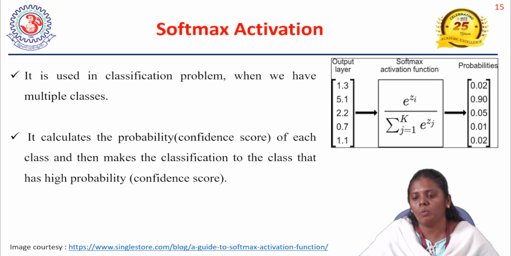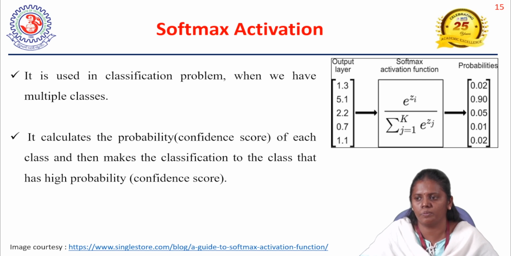Okay. And now what happens is that the softmax activation function has its own formula, e power zi divided by summation from j is equal to 1 to k e power zj. It is going to apply that formula, and the output will be the probability, or you can say a confidence score. And how many values are you getting? You see, you are having 5 values there, which represents that it is a 5-class classification problem.